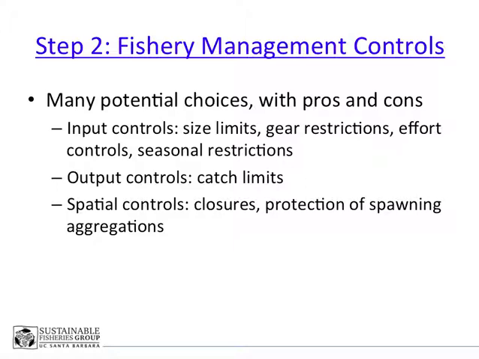Now let's move on to step 2, which is determining what fishery management controls are most appropriate for your fishery. There are many potential choices with pros and cons of each. We talked a little bit about this last time. There are input controls like size limits or gear restrictions, effort controls or seasonal restrictions. There are output controls like catch limits, so restricting how much harvest there can be from the fishery. And then there are spatial controls. These are things like no-take zones and closures, that could be protection of special spawning aggregations.